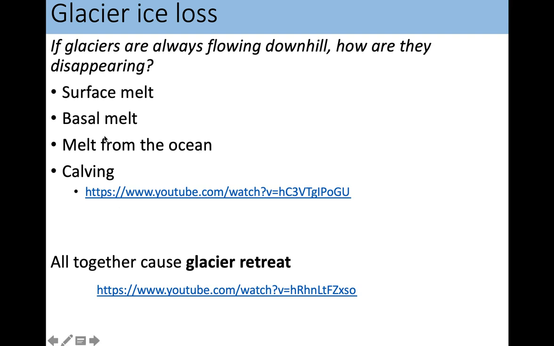And then the other aspect is calving. Calving is when pieces of the glacier actually fall off and break from the front of the glacier. Usually this happens a lot in marine terminating glaciers, so they float away as icebergs. So I have a video here.